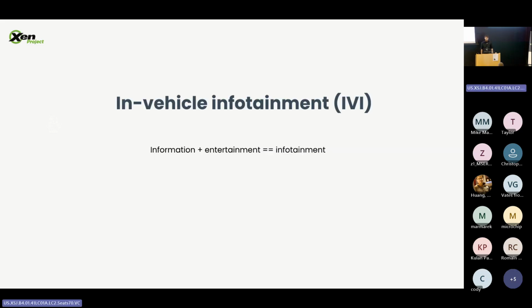Okay, so what is the IVI? IVI is in-vehicle infotainment. That's pretty much any digital system in the car cockpit, as some would say. And infotainment is information and entertainment. It's a combination of two words.